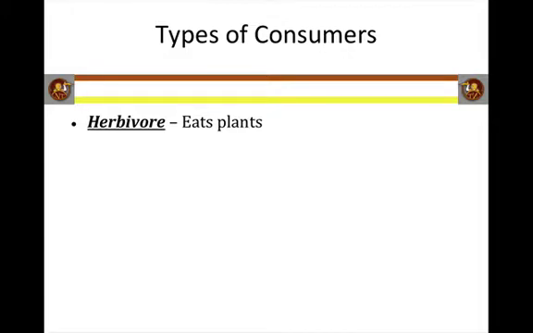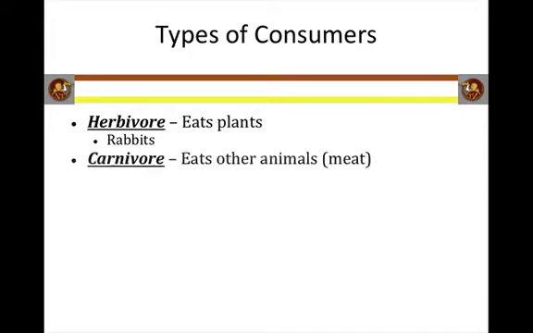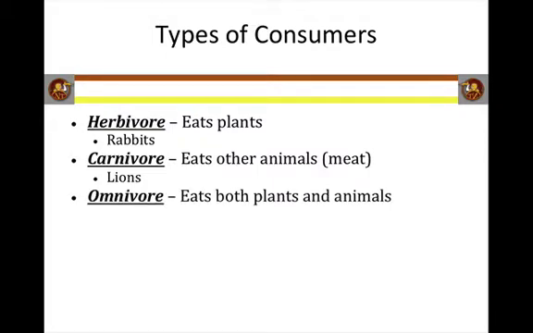The first type is an herbivore that eats plants. An example of an herbivore is a rabbit. Second type of consumer is a carnivore, which eats other animals, meat. Example would be a lion or a human. Actually, the third type is an omnivore, which eats both plants and animals, and here, this example is a human.